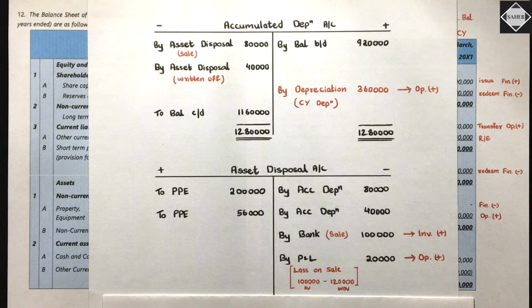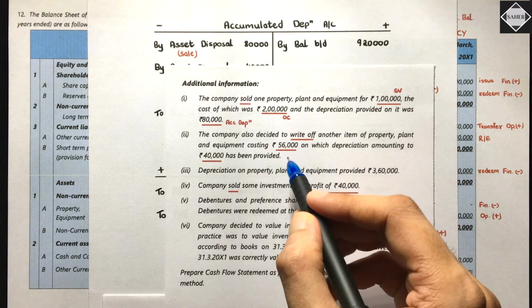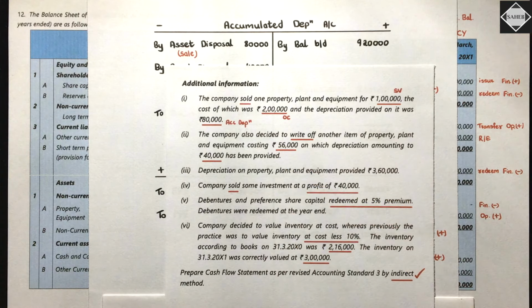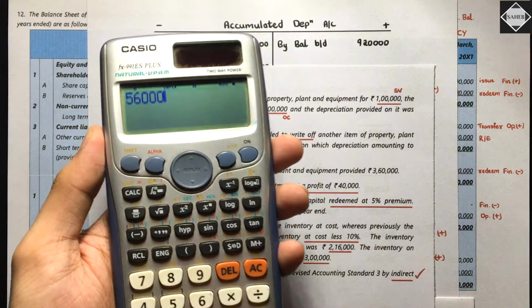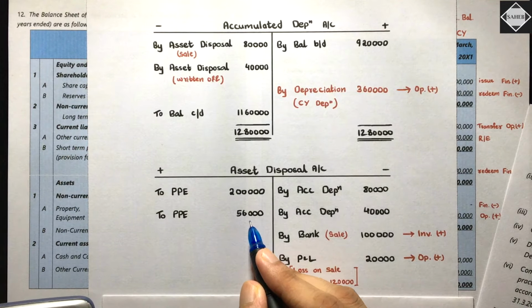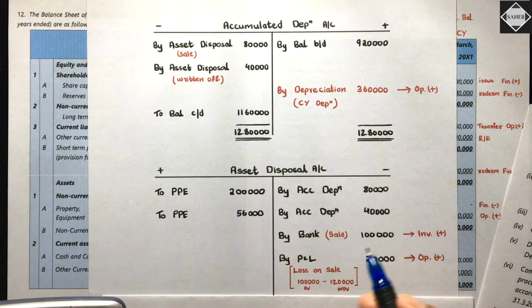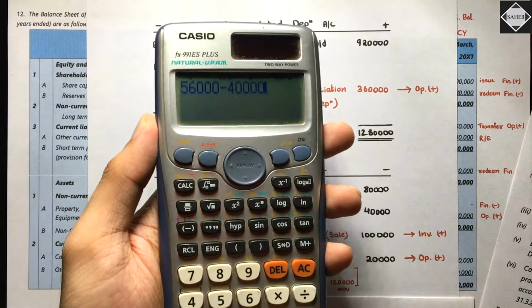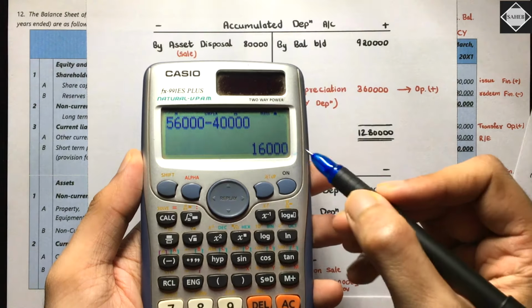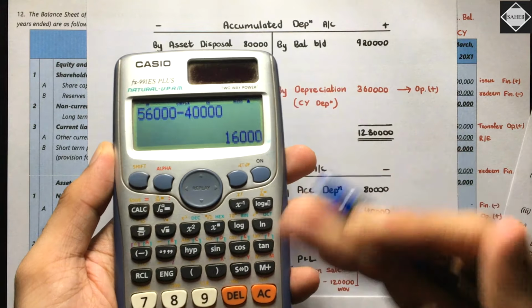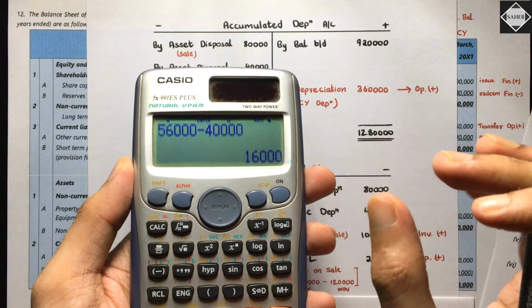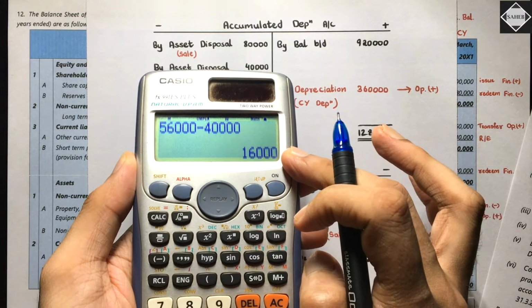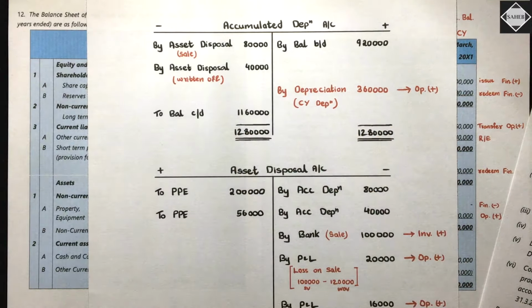And then regarding the second asset which we have disposed of, what happened over there? We didn't get any money. The cost was how much? The original cost was 56,000. Depreciation charged till the date of disposal is how much? 40,000. So minus 40,000, right? So that is equal to 16,000 book value. 16,000 was the written down value, but we have not sold it. We haven't got anything for it. Zero. So the entire 16,000 is our loss. Is it clear? So see here, by profit and loss, 16,000 loss on asset written off.